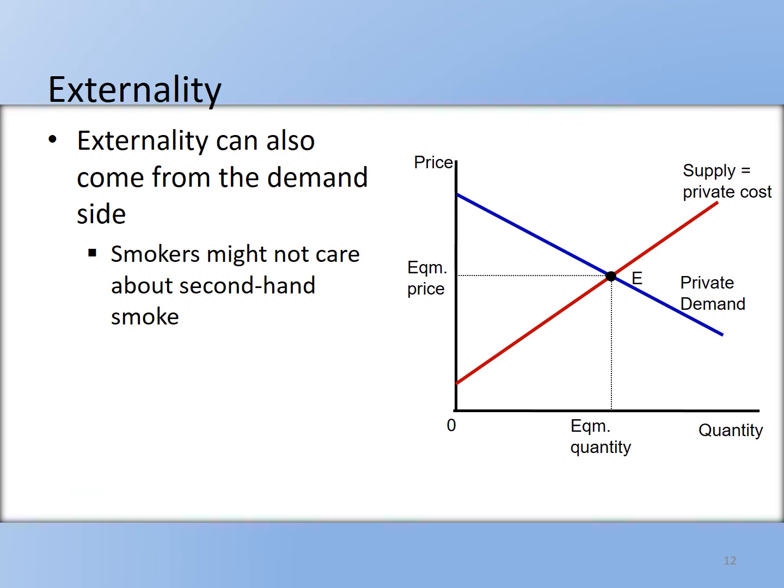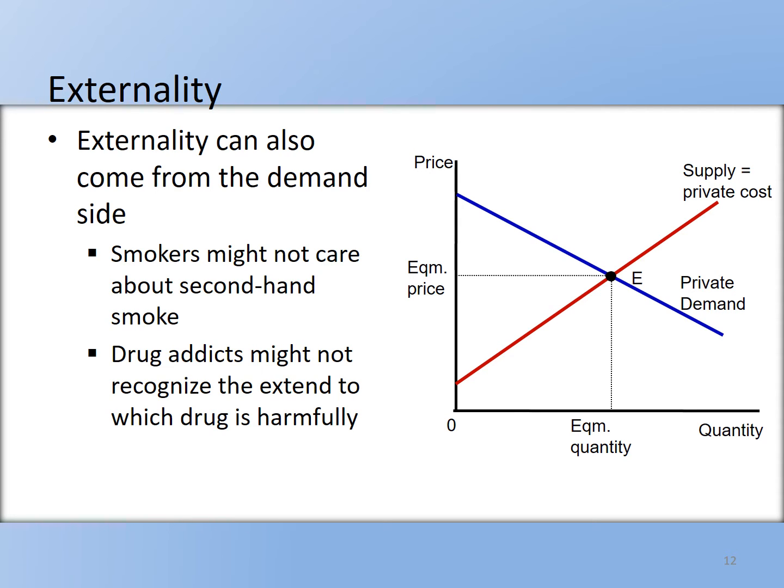Now, externality can also come from the demand side, right? So smokers might not care about secondhand smoke. Drug addicts might not recognize the extent to which drug is harmful. So these people do not consider the whole picture, right? Let's say for drug addicts, they are in for the immediate high, right? Who cares about the future healthcare cost? That's too far away.